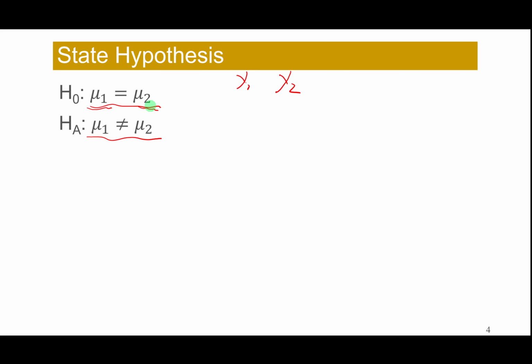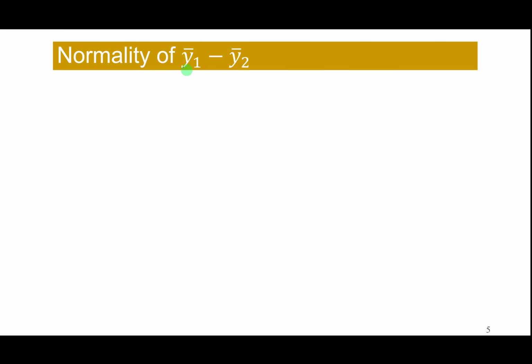Before we solve it, let's write the hypothesis in a different form. Equivalently, we can write the null hypothesis H0 as mu1 minus mu2 equals 0, and the alternative hypothesis, HA, as mu1 minus mu2 not equal to 0. These two hypotheses are the same. We know that the sample average Y bar 1 is normally distributed and Y bar 2 is normally distributed as well, and the two sample averages are independent. In this case, Y bar 1 minus Y bar 2 will also be normally distributed.